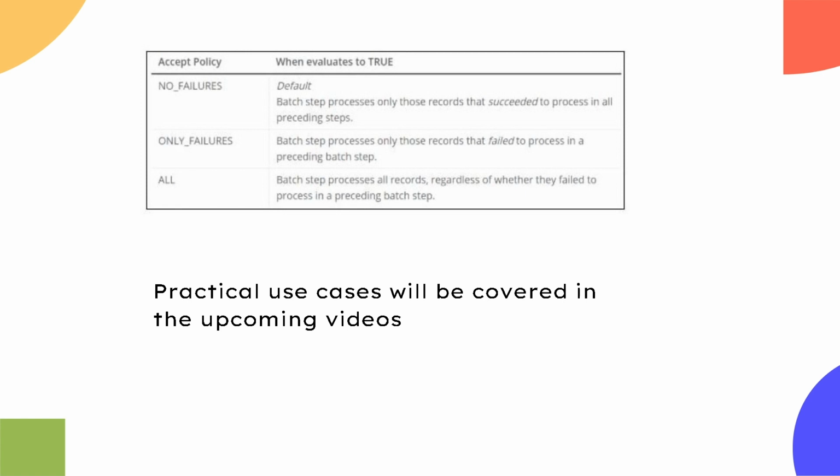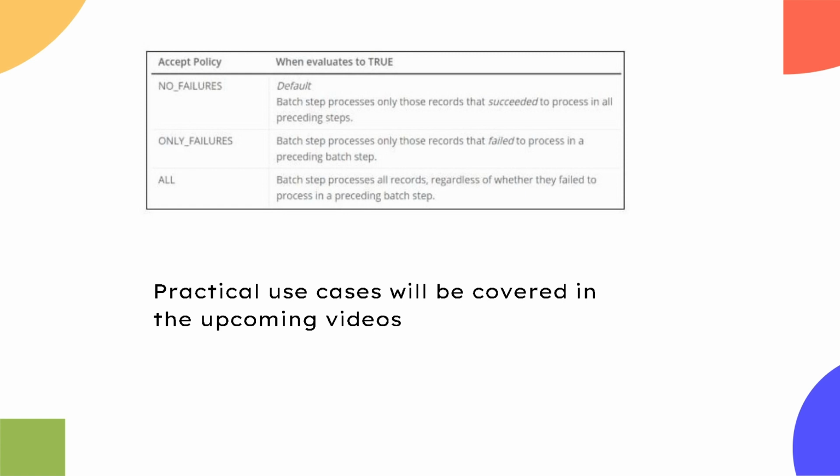What if accept policy is only failures? In that case, the batch step processes only those records that failed to process in the preceding batch step. It will process only those records that failed in the previous batch step. Now what if accept policy is all? In that case, the batch step processes all the records, whether or not they failed in the preceding batch step. It will process all the records.